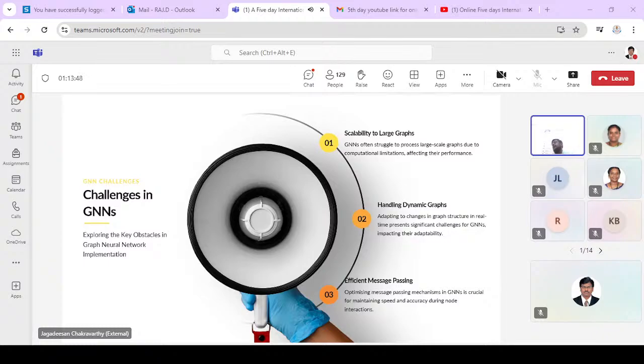When you have challenges in neuroevolution, surely there will be some challenges in GNNs, but these can be cleared and you can get a combination of the things, that is, enhanced application. Scalability to large graphs: GNNs often struggle to process large-scale graphs due to computational limitations, affecting performance. Number two, handling dynamic graphs: adapting to changes in graph structure in real time presents significant challenges for GNNs, impacting their adaptability. The third one is efficient message passing.